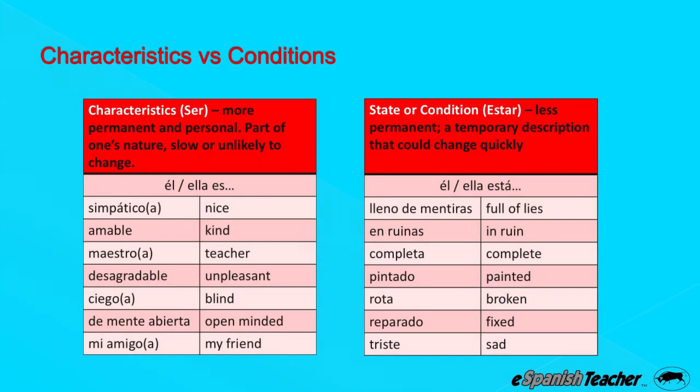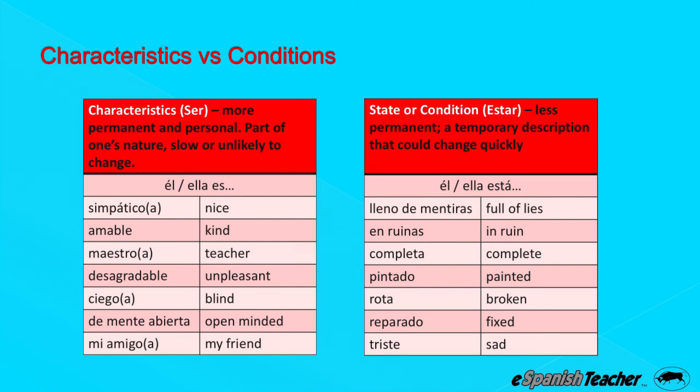Let's spend a little bit more time diving into this common pitfall, characteristics versus conditions. All right, so on the left are the characteristics where we use ser. These are, again, more permanent and personal. They're part of somebody's nature. They're unlikely to change. And some examples are, if we have a sentence like él or ella, él es or ella es simpático, simpática.